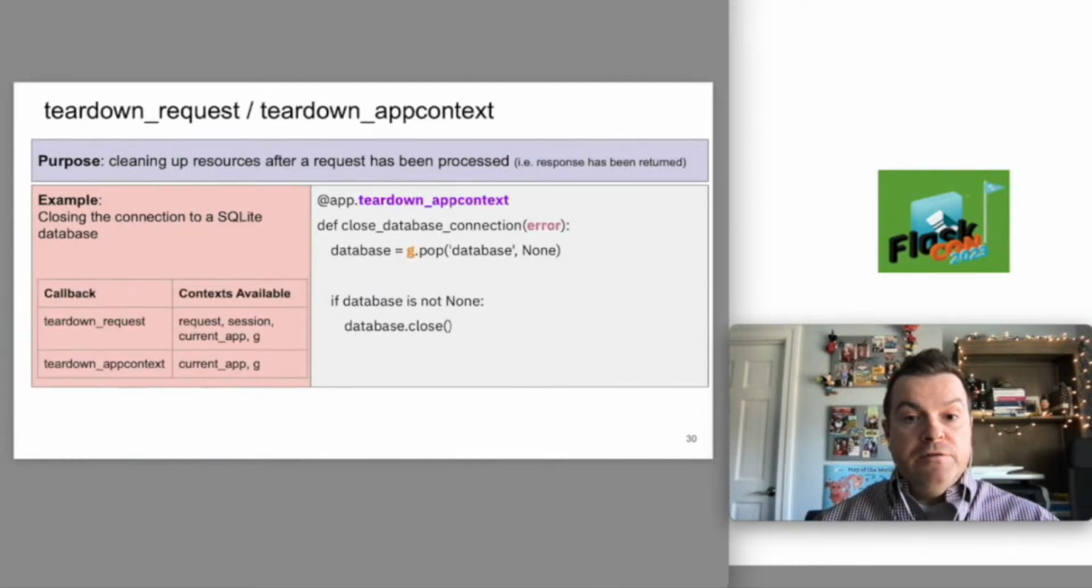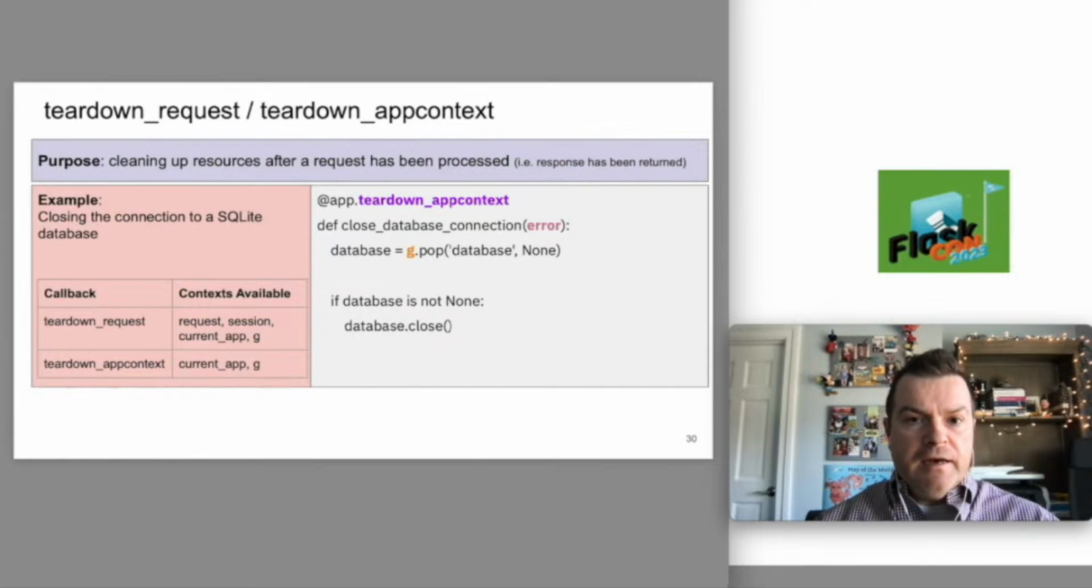All right, the last two callbacks that I want to highlight are the teardown request and teardown app context. These are both used for cleaning up resources after the request has been processed. If you remember back to the sequence, these are both going to be executed after the response has already been returned through the WSGI interface into the web server, into the web browser. An example here would be if you want to close the connection to a SQLite database. You could use either teardown app context or teardown request as the decorator. And then you create your function to check if the database connection is there, and if so, close it.